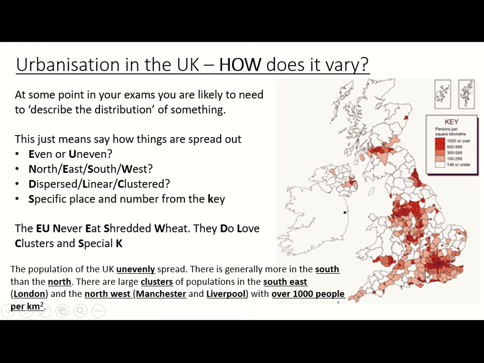There are large clusters of population in the southeast and the northwest, where I've named London, Manchester, Liverpool. So again, I've named specific places from the key, with over 1,000 people per square kilometre. So again, I've used a number. So I've done even, uneven. I've done compass directions. I've used clusters. I've named specific places using compass directions, and I've used the key. So there you go. That just shows you how you can use these things to produce a really good answer, which focuses on using the resource well.